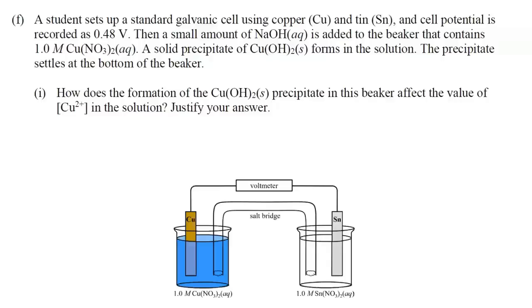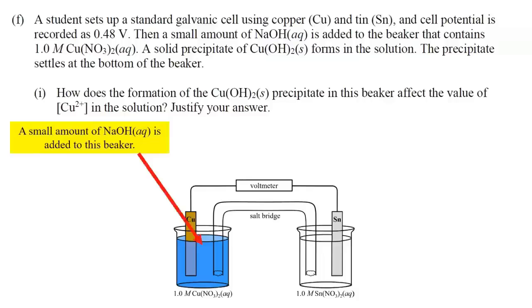Justify your answer. So here's a little diagram. You've got your standard galvanic cell, and you can see in the beaker that's on the left, it contains 1 molar copper nitrate. So the concentration of the copper ion is 1 molar. But here comes the change. A small amount of sodium hydroxide is added to this beaker.